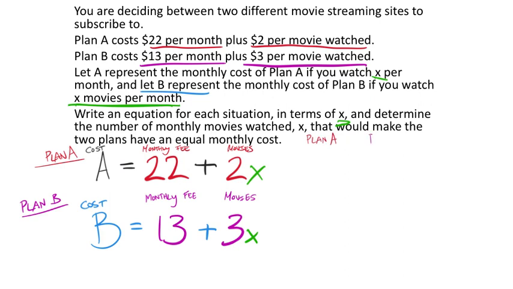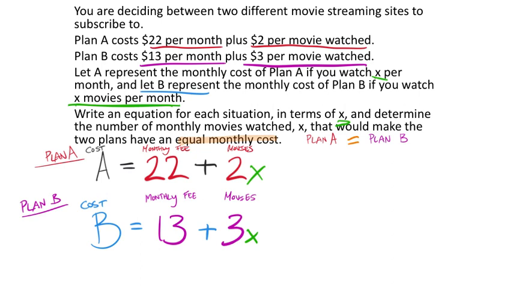And I also got plan B. What it says is we want to know when the costs would be equal. So that means I'm just going to make these two equal. Okay? And my equal sign, so I'm setting it up right here. Okay, on the right. Plan A equals plan B.